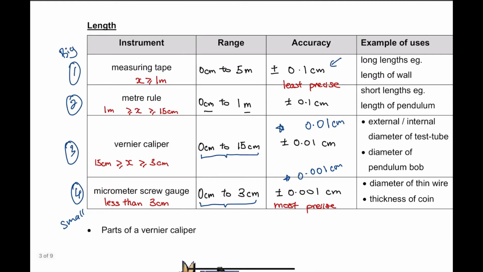The most precise instrument that you have in your physics lab is your micrometer screw gauge. The reason is because it can measure up to 0.001. It's the most precise. Comparing that with the vernier caliper, down here there are 2 zeros. It can be more precise for a micrometer screw gauge. So that's why sometimes I rather use a micrometer screw gauge to measure small objects. How do we know when to use different instruments? It's mainly based on these principles here.